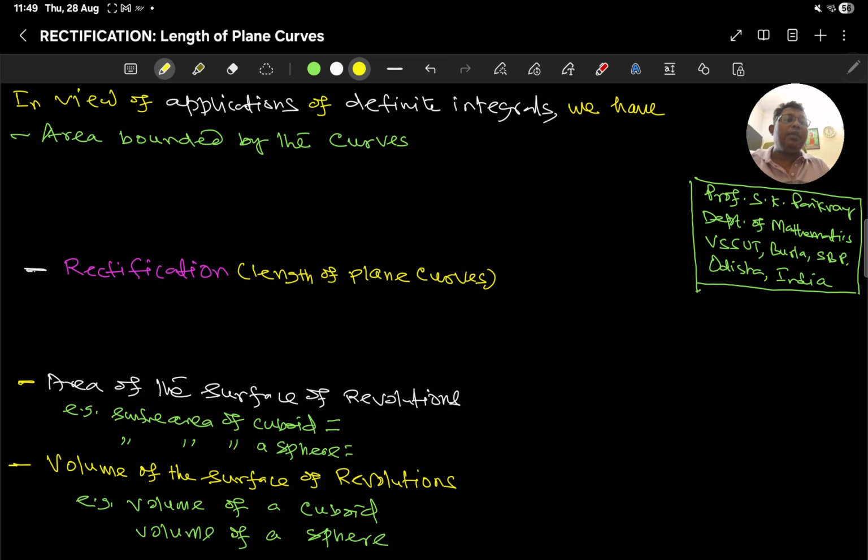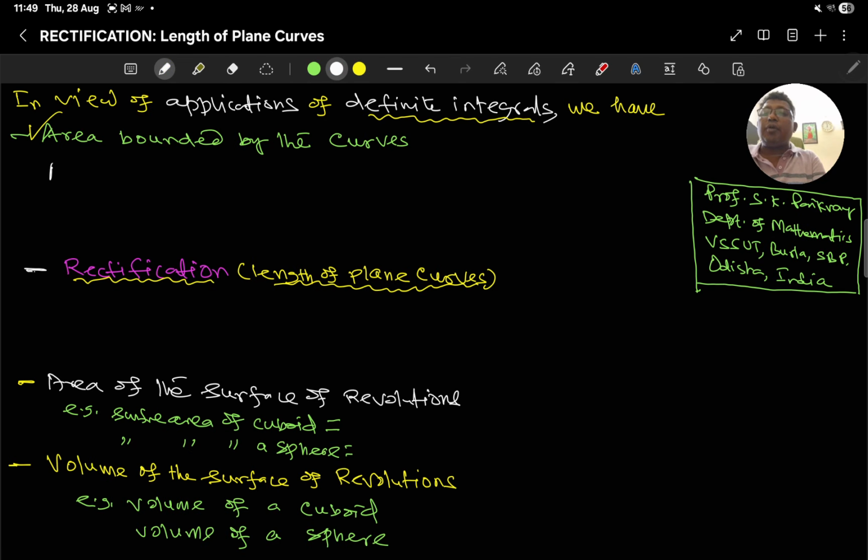Hello everyone. In this lecture I shall discuss the rectification, that means the length of plane curves. So this is a consequence of your definite integral. If you recall the applications of the definite integral, already we know the area bounded by the curves.